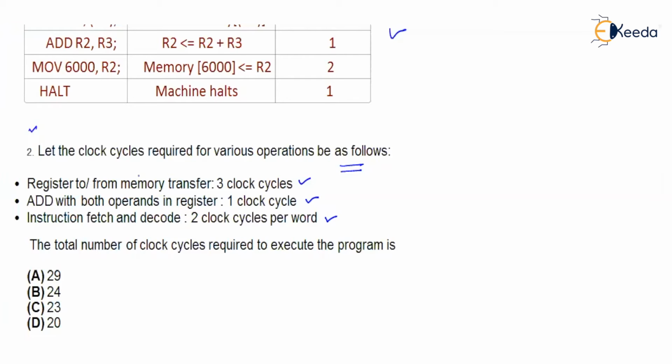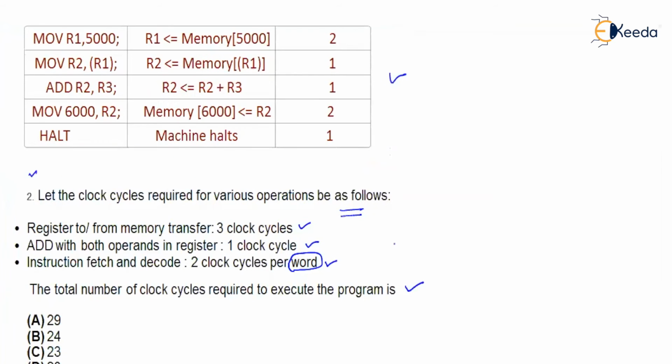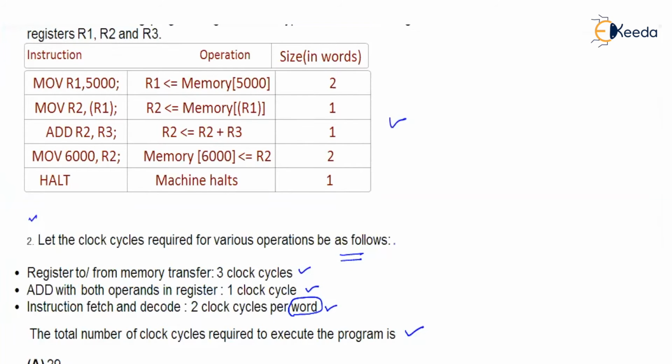If it is a register to memory transfer, all it takes is 3 clock cycles for executing this instruction. If it is an instruction with 2 operands that are getting added, then it takes 1 clock cycle. If this instruction has to be fetched and decoded, that requires 2 clock cycles per word. It is not per instruction, it is per word. Okay, and so now the question is, what is the total number of clock cycles required to execute this program? Let us calculate and count.